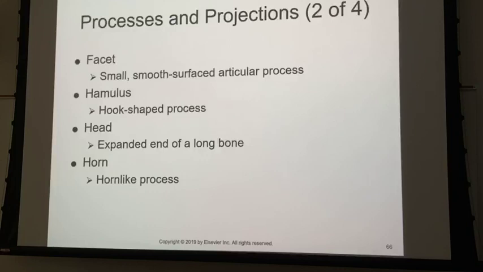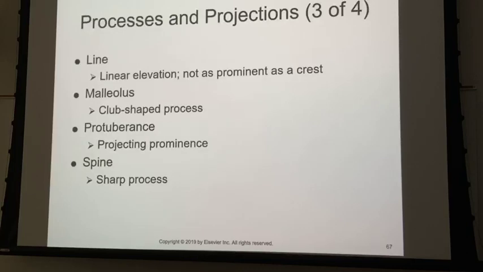So a hamulus is not to be confused with the coracoid process. It's a hook-shaped process. The head is an expanded end of a long bone, usually the proximal end, and a horn-like process would be the horn. A line would be a linear elevation. It's not as prominent as a crest.